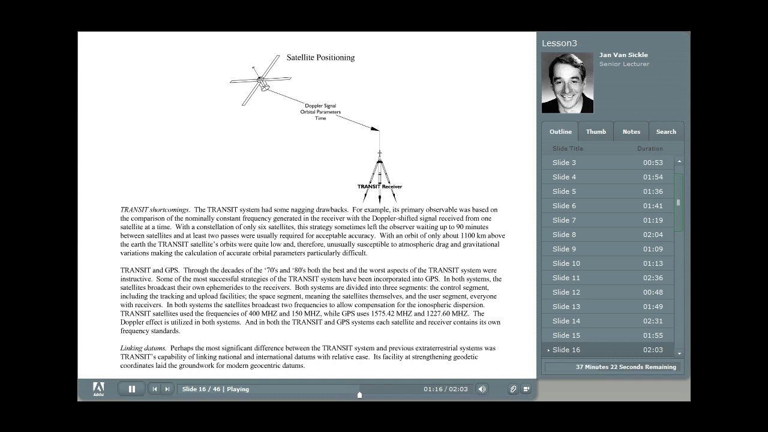Now, some of the systems that were developed with transit were rolled into GPS. For example, the fact that there are 3 segments, the control segment, the space segment, and the user segment, and we use that with GPS. The fact that there were 2 frequencies. Now, they were quite different with transit, but GPS, of course, 2 carriers. Same idea. And in fact, GPS does use the Doppler effect as one of the observables. So there are some similarities between the two systems.